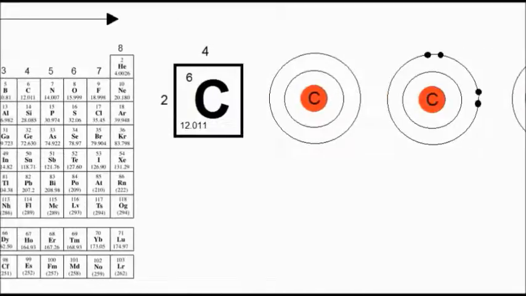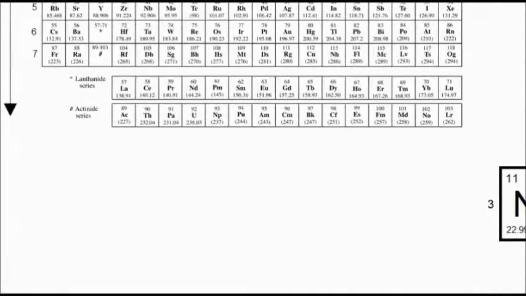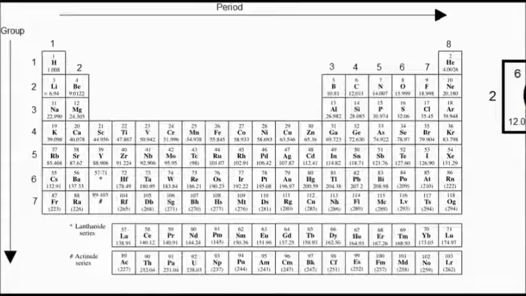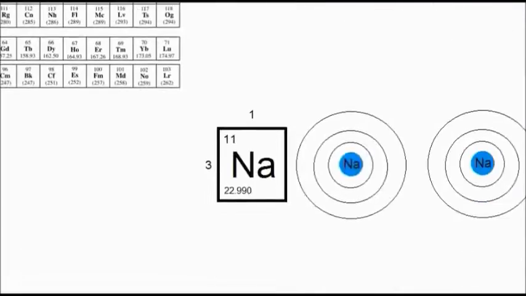So the next example, I'm going to do another one. Sodium. If we look at the periodic table, sodium is right there in the first column, 3rd row. So let's go back to the symbol. We have sodium, Na. 11 is the electron number, and the proton number, but it's not important now. 1 is how many electrons it's going to have in the outer shell. 3 is how many shells it's going to have.